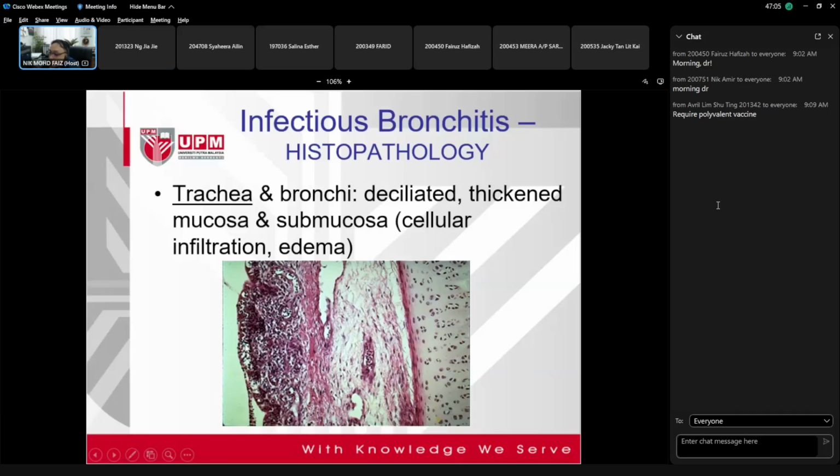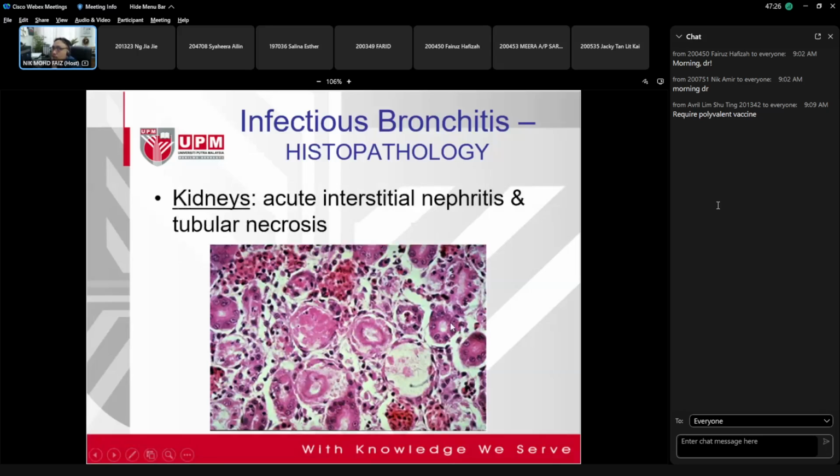Nampak tak banyak-banyak? Okay, so what do you expect? This is an infiltration of inflammatory cells and edema. Dia patutnya tak tebal macam ni pun, trachea. And then you can see the cilia is gone. Tak nampak pun cilia kat atas ni. Patutnya kalau trachea dia ada cilia kan. Okay, if you refer back to your histology notes, this is the cilia. Patutnya ada cilia.